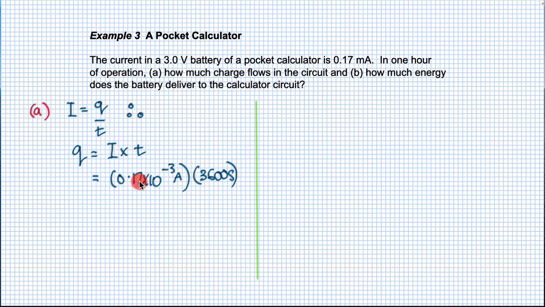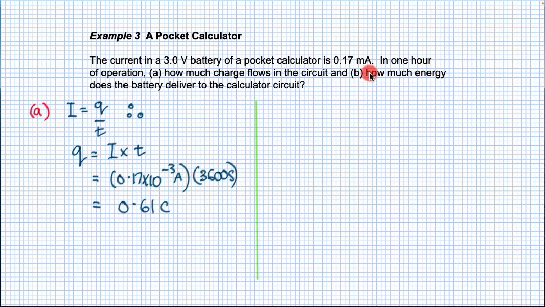So that becomes 0.17 times 10 to the minus 3, so that's your milliamps. You simply multiply by 10 to the minus 3. And obviously 1 hour is equivalent to 3,600 seconds, or 60 seconds in a minute, so 60 times 60. And from that we can come up with a quantitative value. There is 0.61 coulombs of charge that flows in that 1 hour.